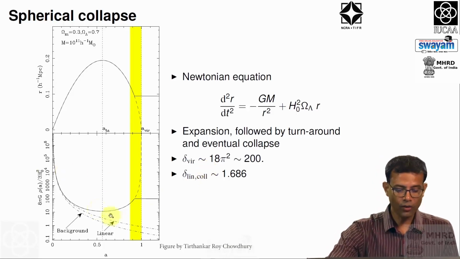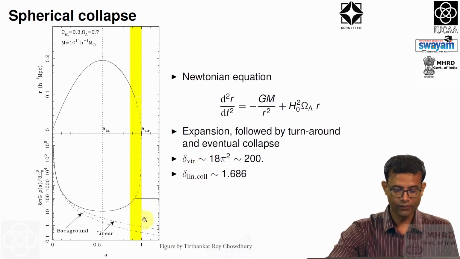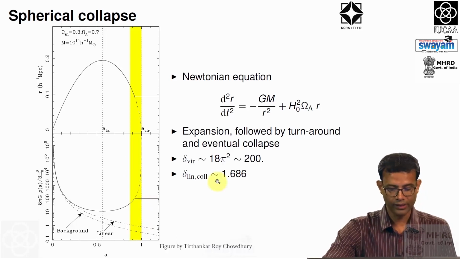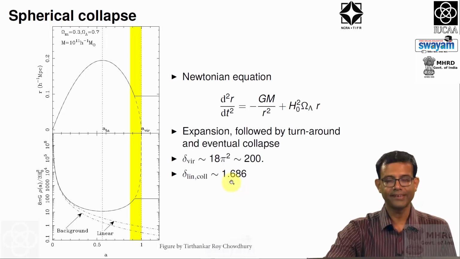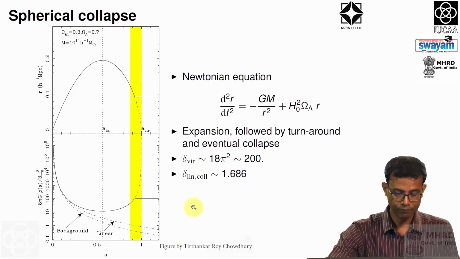Suppose you had just worked the whole thing out using linear theory, you can ask what would be the linear density contrast when the system attains this virialization or when the system collapses. That would be given by a number which is 1.686. This number is exactly 1.686 for the Einstein de Sitter universe, it is slightly different for other universes, like a universe which has a dark energy component and so on.